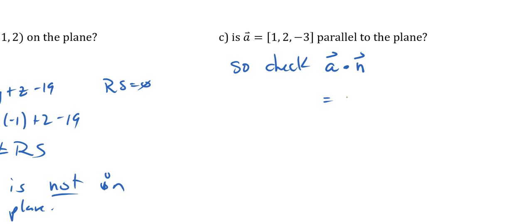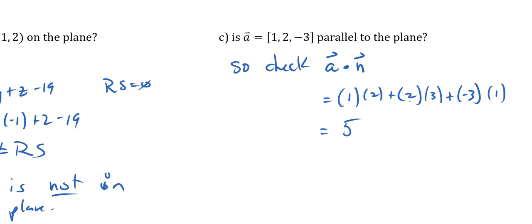So, this is 1 times 2 plus 2 times 3 plus negative 3 times 1. Two plus 6 minus 3, so that gives us 5, which is not equal to 0.